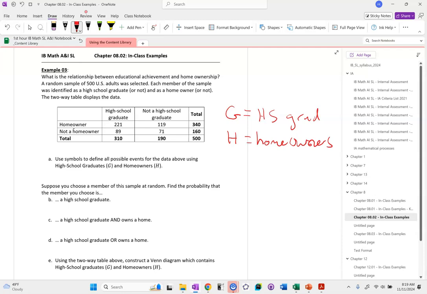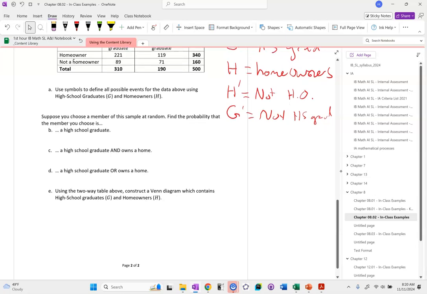What else do we need though? Okay, what symbol would I use for that? H complement. And what else do we need? Okay, what symbol should I use for that? G complement. Feel good? Okay.